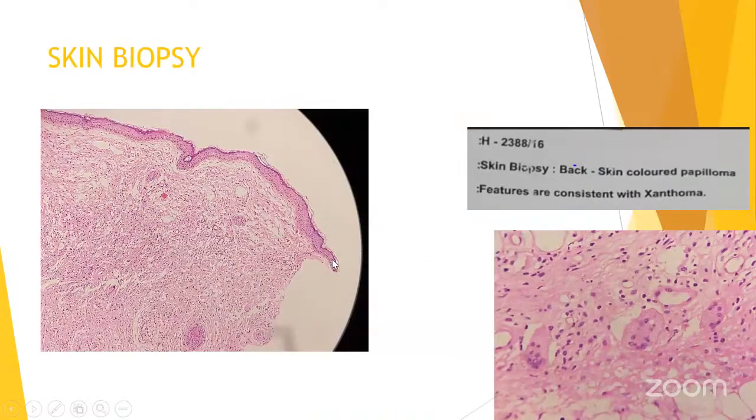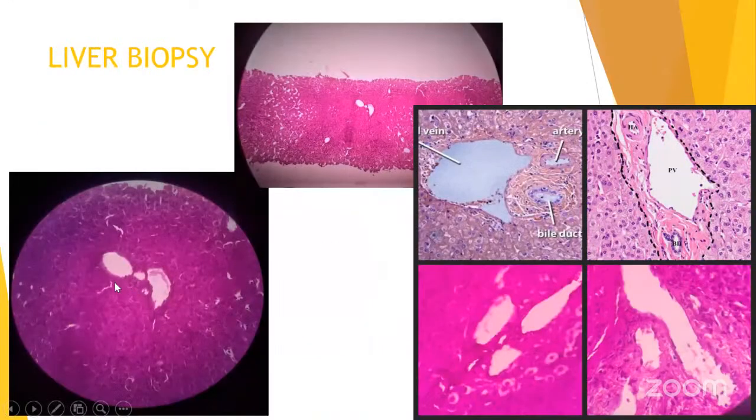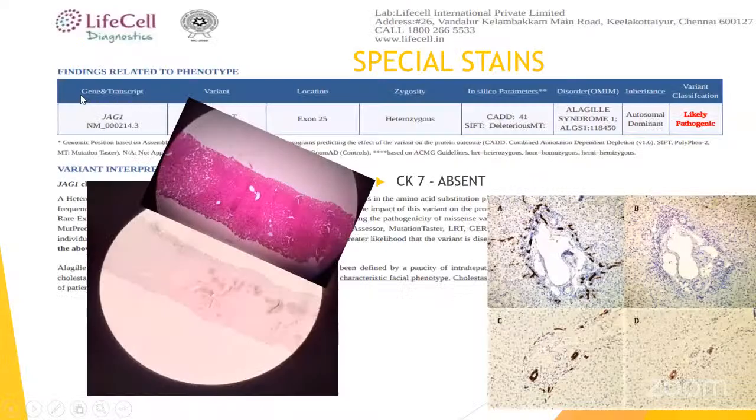Skin biopsy was consistent with xanthomas, and we proceeded with liver biopsy. In the liver biopsy, we could make out absence of bile ductules. So this is classical of Alagille syndrome. So we went on with genetic sequencing. Genetic sequencing proved to be JAG1 mutation positive, and immunohistochemistry CK7 was absent. So this patient had absence of bile, which is required for digestion of nutrients as well as absorption of vitamins A, D, E, and K, the fat-soluble vitamins. So this is a malabsorptive diarrhea.